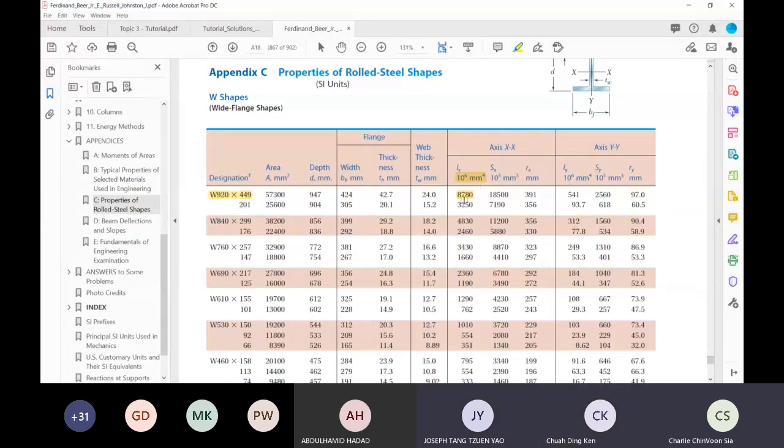So for this value, 780, it will be times 10 power of 6 millimeter power 4. You need to convert it into meter power 4. So this is the I value, which will basically be given. Okay, back to the slide.